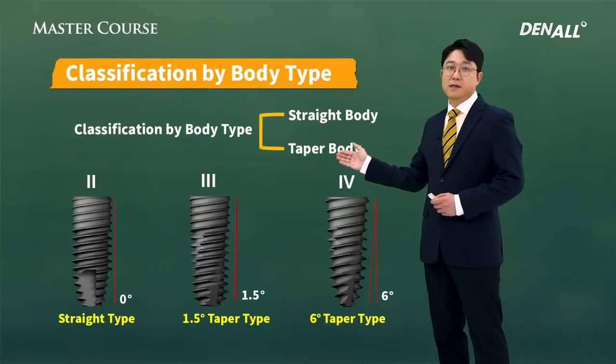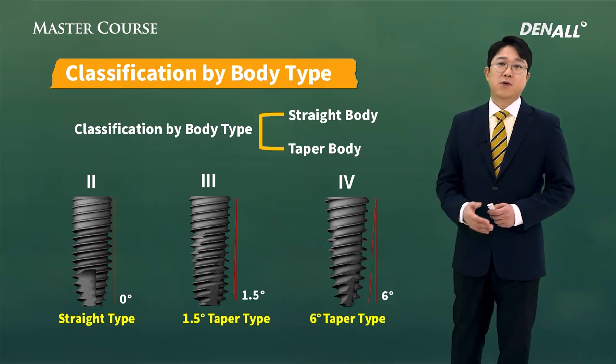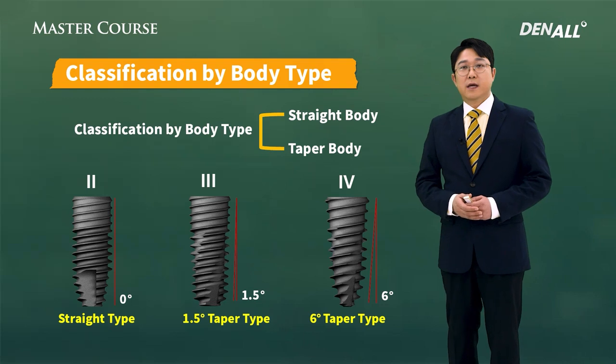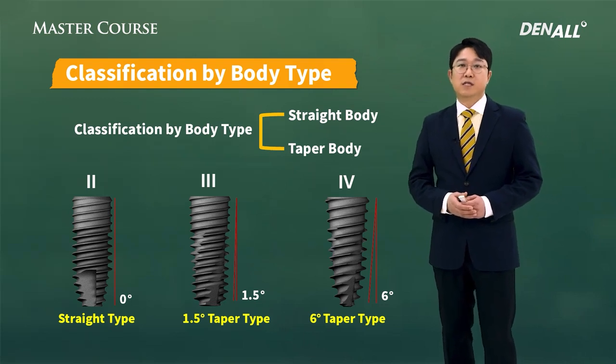Let's look at how body types have changed. At the beginning, the body of implant mostly were straight.